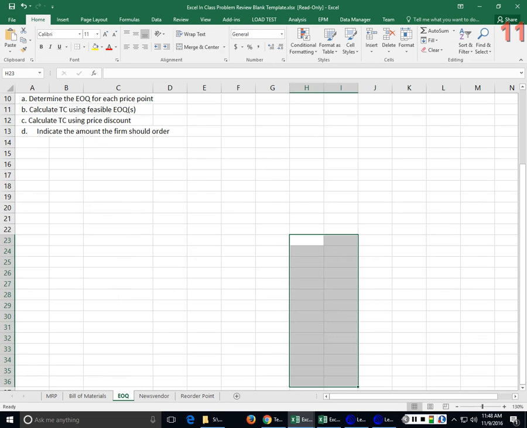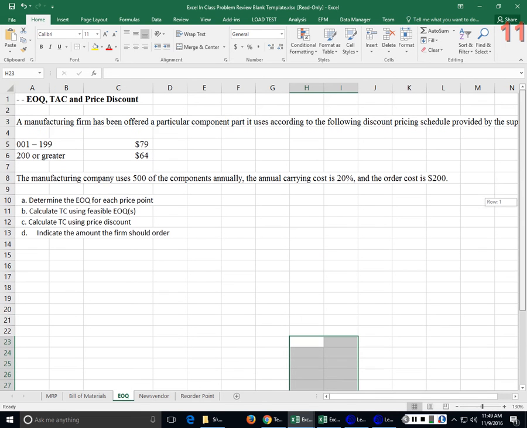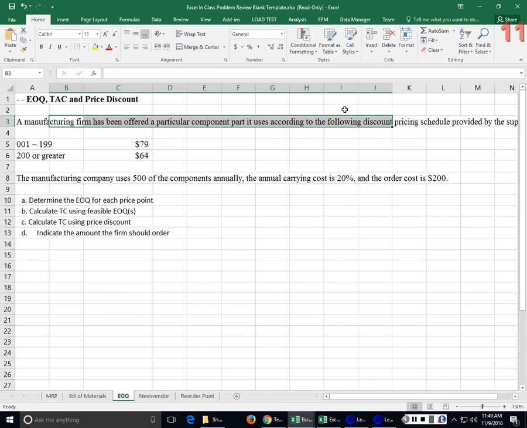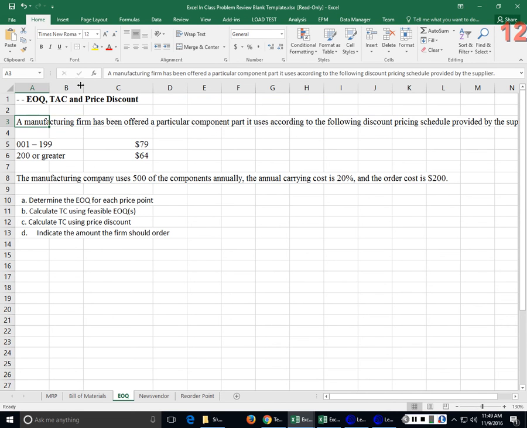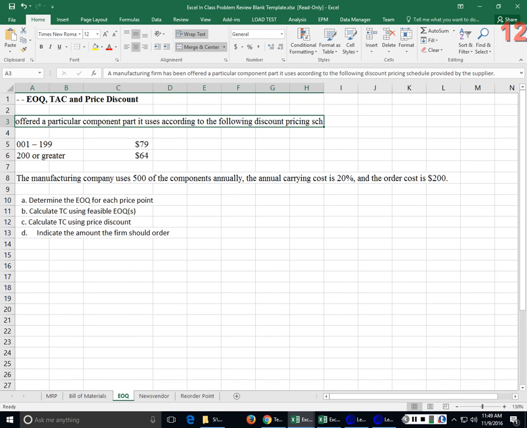All right, let's go ahead and turn the page and we'll look at an EOQ. So this is going to be similar to the homework that you've been working on for Part C, okay? And so basically, let me scroll back up. Merge and center.